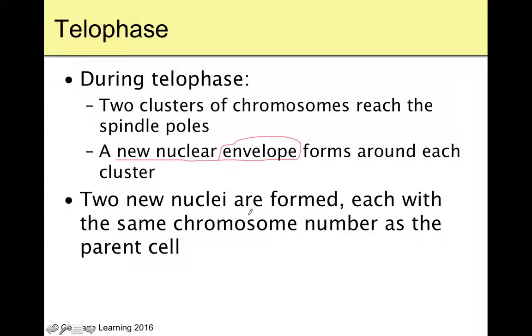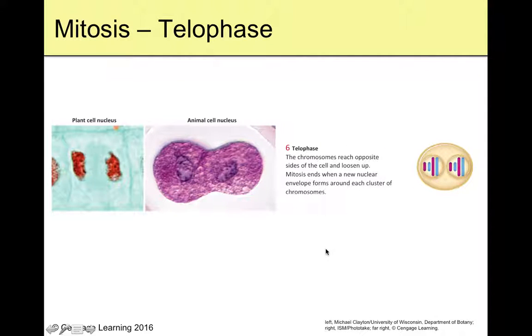We have 2 new nuclei now. Each has the same chromosome number as the parent cell. And we have a clone. 2 clones, actually. Pardon me.